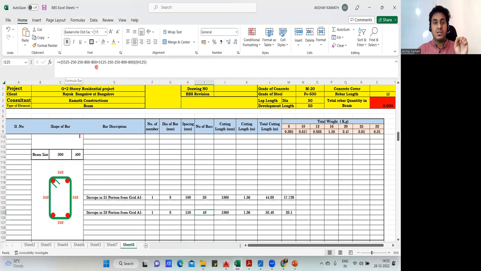Come to the second span. So the clear center to center is 5125, minus 250 on the left side, minus 250 on the right side, minus 800 on the left side, minus 800 on the right side. Finish. This answer I'm dividing by spacing, that is 150. Okay, divide by open bracket, say 150. And if you do this now, I'm not adding plus 1. That's it. 43 you got.